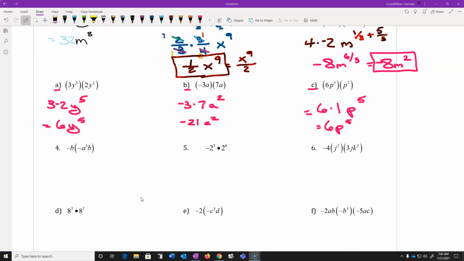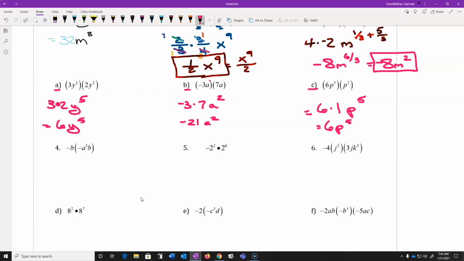And poof, there's the answers that you should have got in that A, B, and C section on your notes. Taking a look here, I did 3 times 2. I don't make that look like a multiplication. That is 6, and then I added the exponents for 6y to the 5th. This one, -3 times 7 is -21.